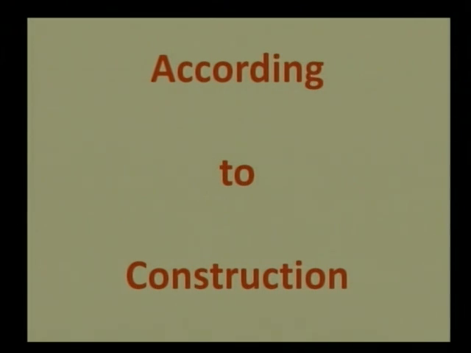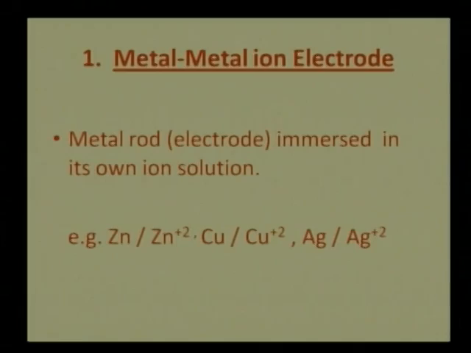Now the second classification is according to the construction. According to the construction of the electrode, there is the metal electrode immersed in its own solution. That means if zinc is taken, then the solution is zinc sulfate. If a copper electrode is taken, then copper sulfate is the solution, and a silver electrode is dipped in a silver solution, as in the precipitation titration.